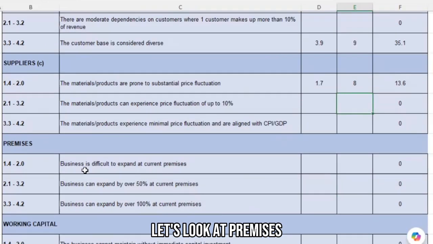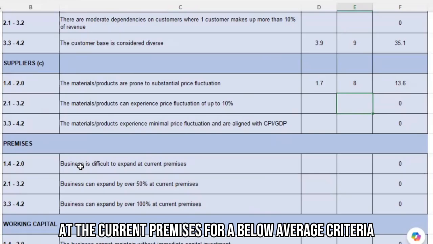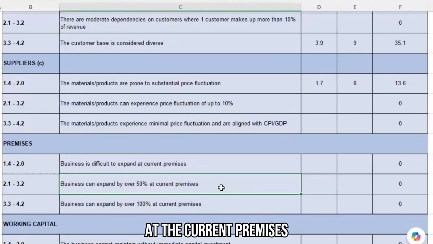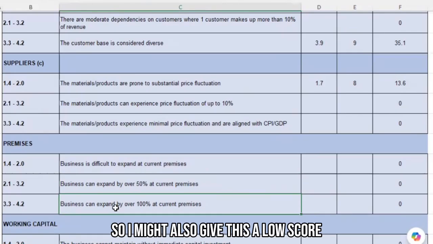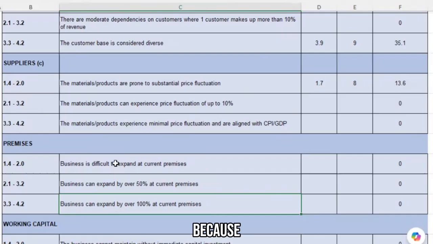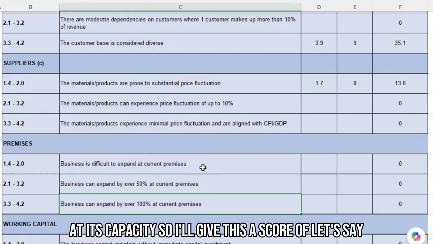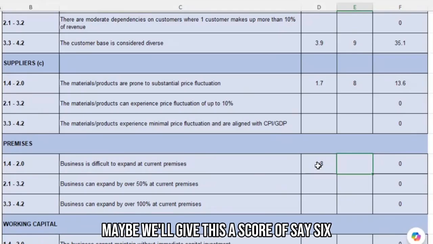Let's look at premises. The business is difficult to expand at the current premises for a below average criteria. For average, the business can expand by over 50% at the current premises, or the business can double at the current premises. So I might also give this a low score because we'll assume that the business is close to running at its capacity. So I'll give this a score of, let's say, 1.8, and probably in a lower importance, maybe we'll give this a score of, say, 6.